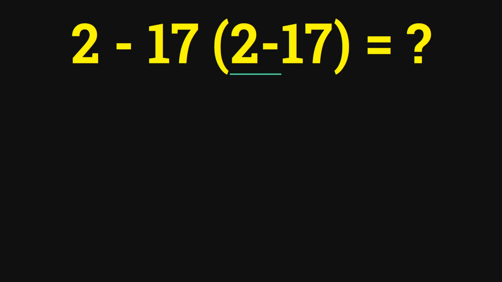So first we do this parentheses. We have 2 minus 17 equals minus 15, and the problem became 2 minus 17 times minus 15. And now we must do this multiplication first.